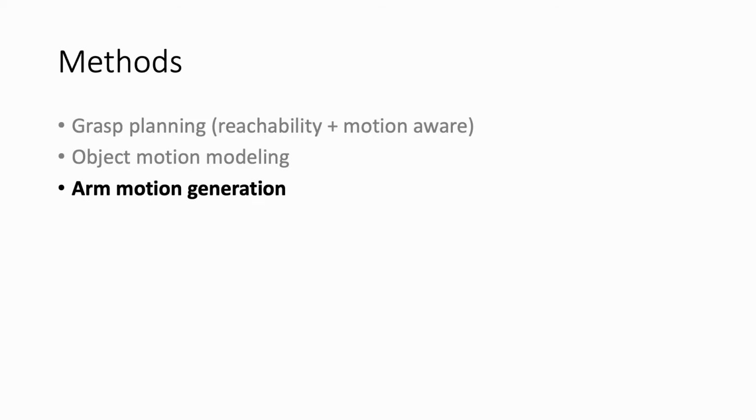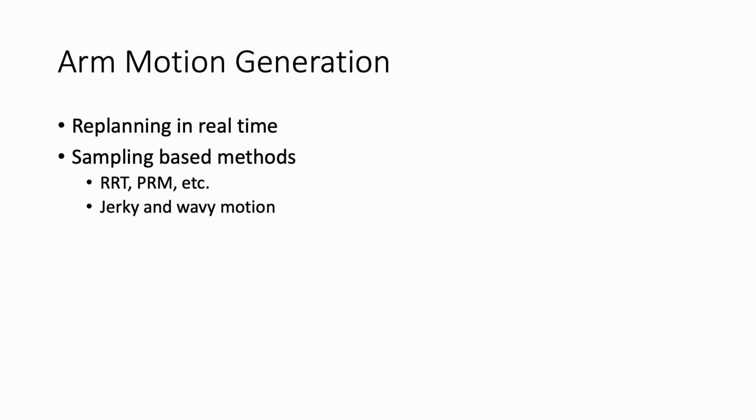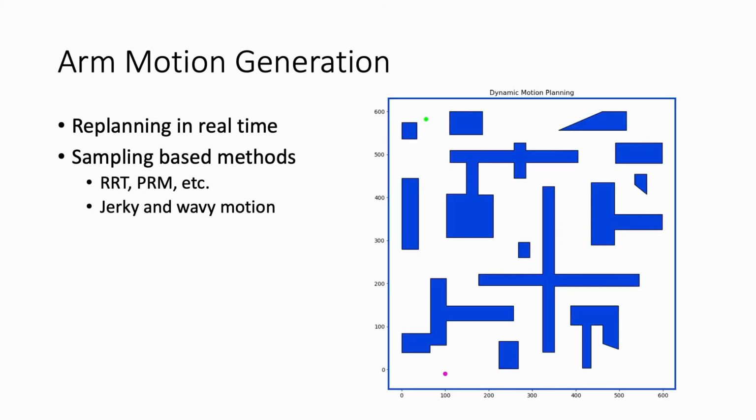Now let's talk about the last component, the arm motion generation component. In this component, given the target arm configuration, we need to move the robot arm to reach that configuration. As we mentioned before, a big challenge in dynamic environments compared to static environments is that we need to keep replanning in real time. The popular group of sampling-based methods such as PRM or RRT do not work well in this situation due to the randomness in their generated trajectories.